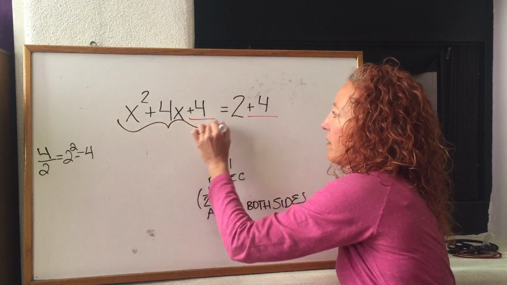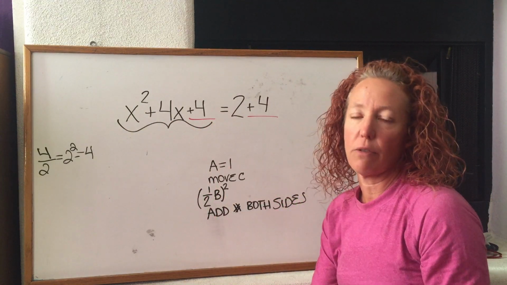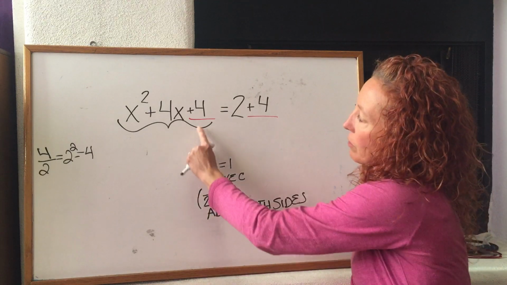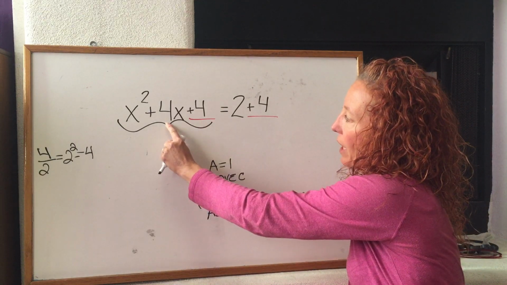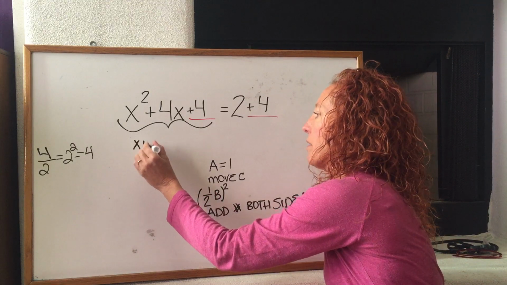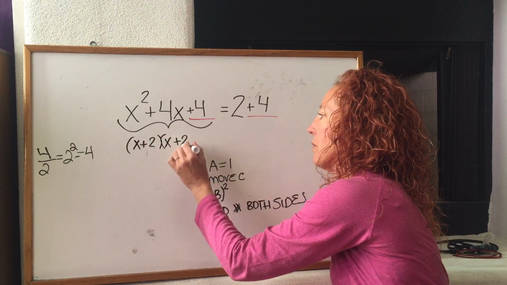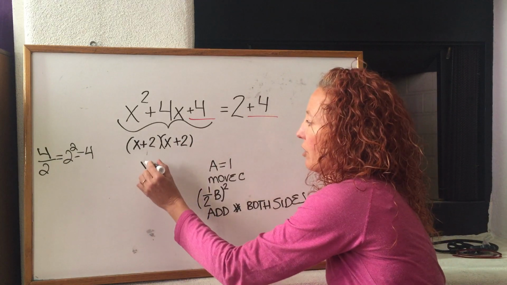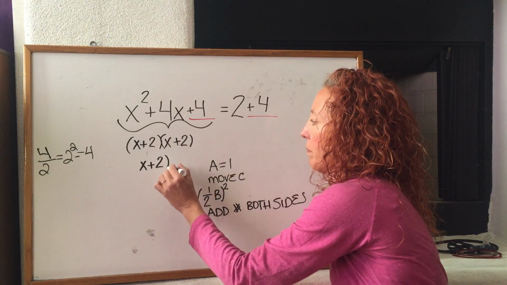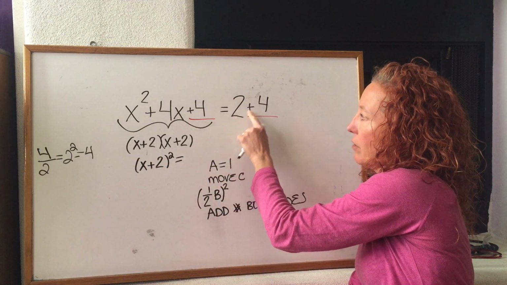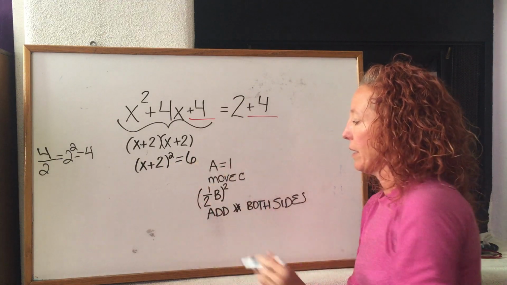This now can be factored. The whole reason it's called complete the square is that it makes a perfect square. So two numbers that multiply to 4 that add to 4 are x plus 2 times another x plus 2, or just x plus 2 squared. And on this side here, 2 plus 4 is 6.